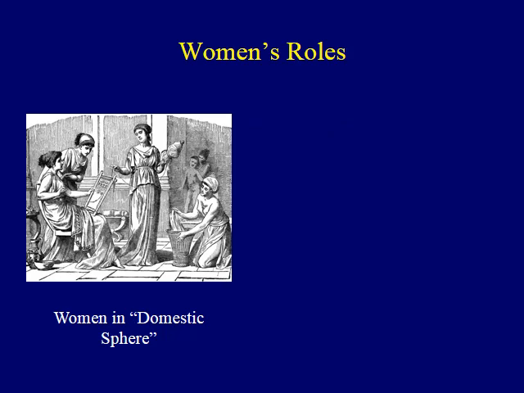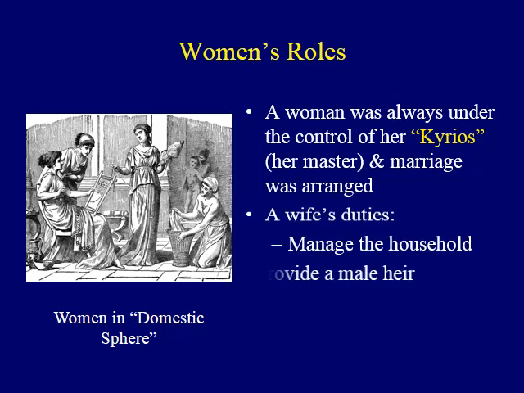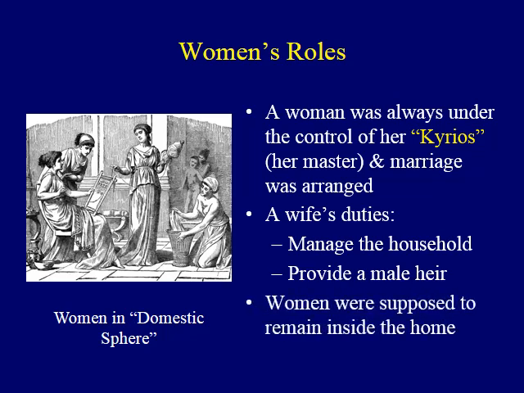There was no gender equality in ancient Greece. Each woman always had to be under the control of her kyrios. If she was a young woman and she was unmarried, her kyrios would be her father. Her husband would be her kyrios if she was married. Women's responsibilities were to manage the household and provide a male heir. Women, quite literally, were supposed to remain inside the home.